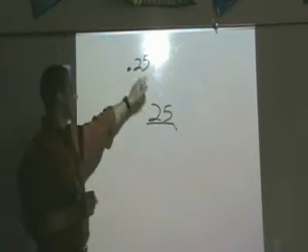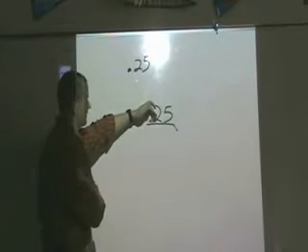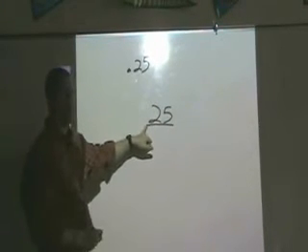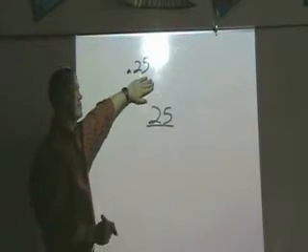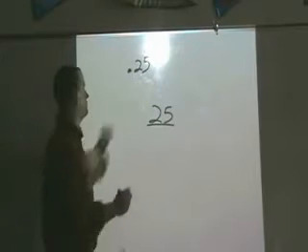The number I see is 25. I'm going to write 25 and I'm going to put it over my fraction bar. Okay? Now, look up here. How many place values do you see with your decimal?